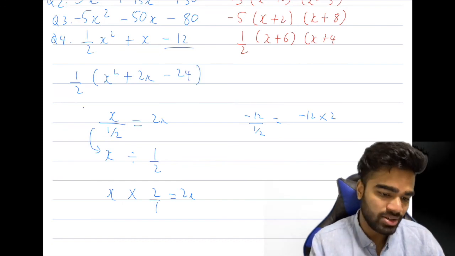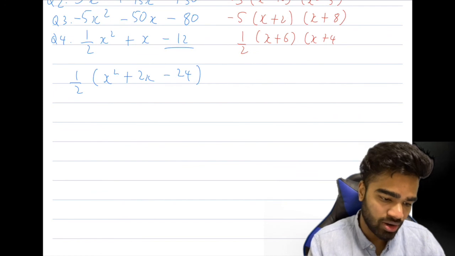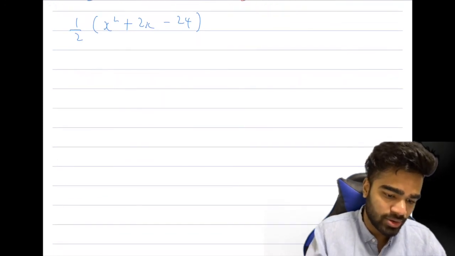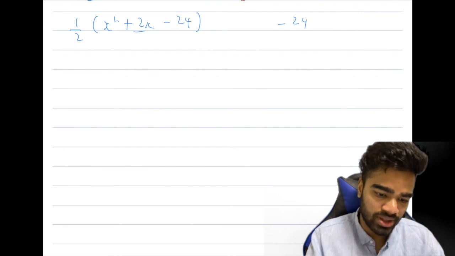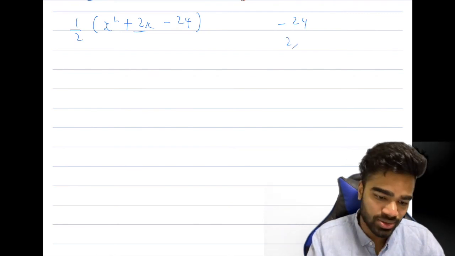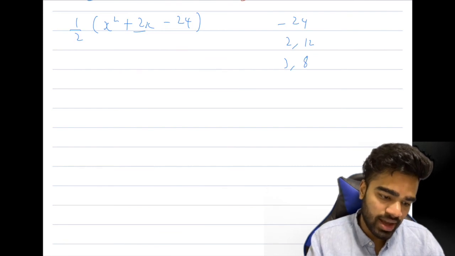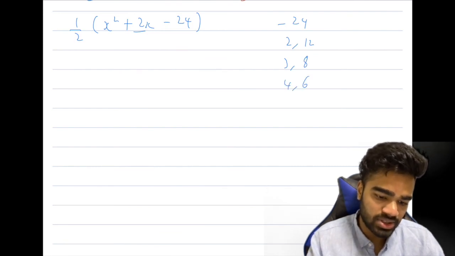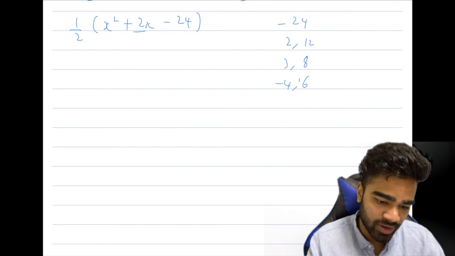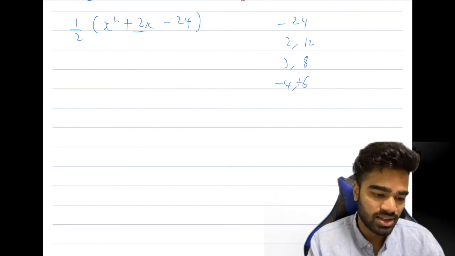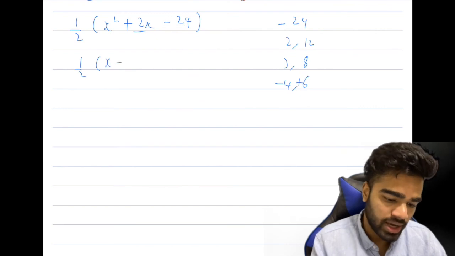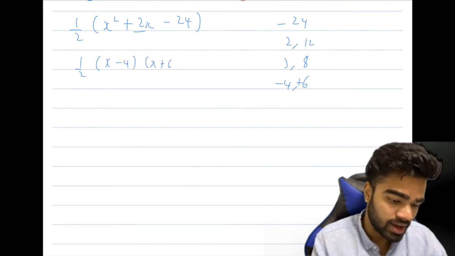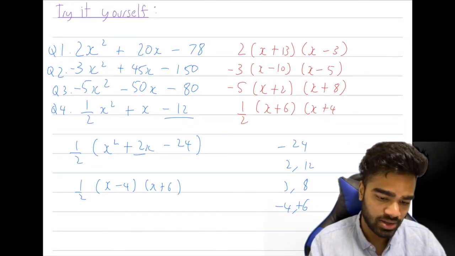Okay, from here you need to factorize. So factors of negative 24 that add to positive 2. What do you think? I don't know straight away, so let's do it. 2 and 12, 3 and 8, no, 4 and 6. Okay, it's probably 4 and 6, right? If I make negative 4 and positive 6, then they add to 2. So pretty much I have half x minus 4 and x plus 6, and that's your answer.